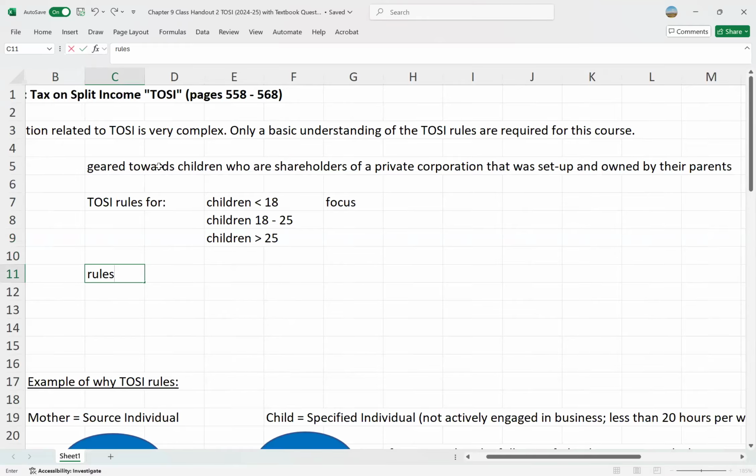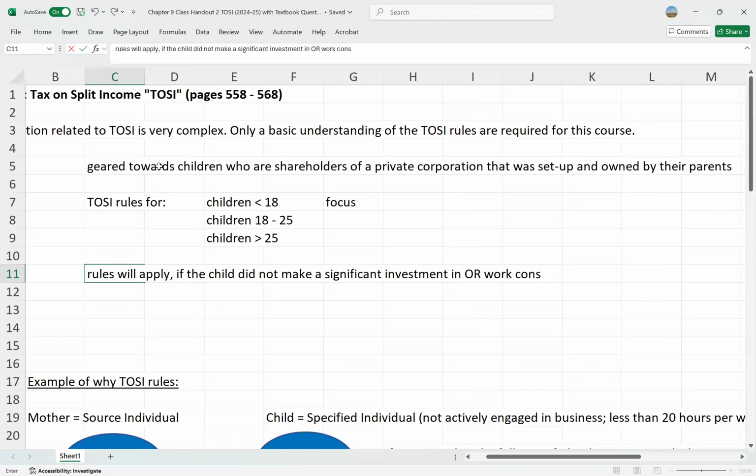The rules basically will apply if the child did not make a significant investment in or work considerable hours in the corporation.